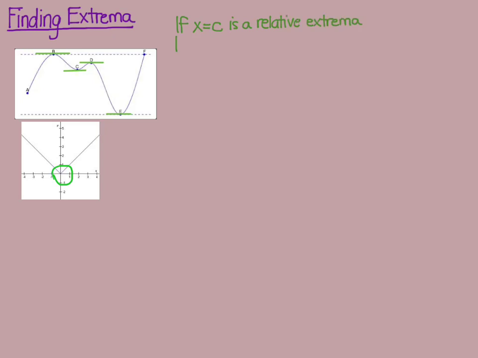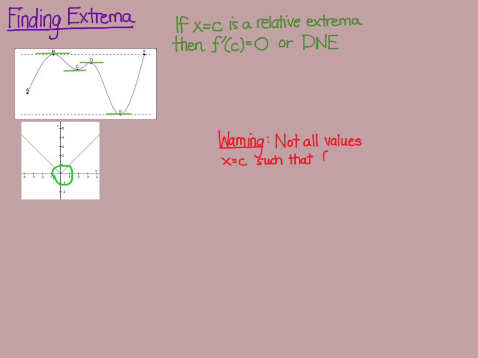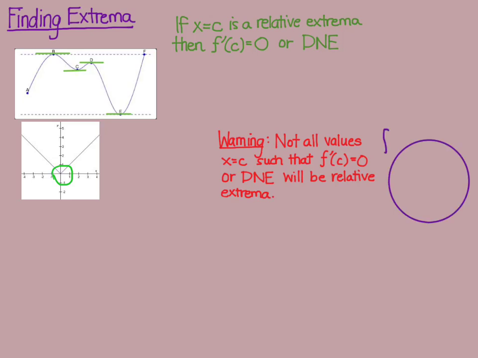If x equals c is a relative extrema, then f prime of c either equals 0 or does not exist. Warning, not all the values x equals c such that f prime of c equals 0 or does not exist will be relative extrema. We need to be careful. Furthermore, remember that endpoints are not relative extrema. We only look at endpoints for absolute maximums and minimums.